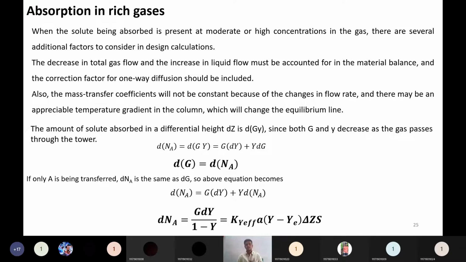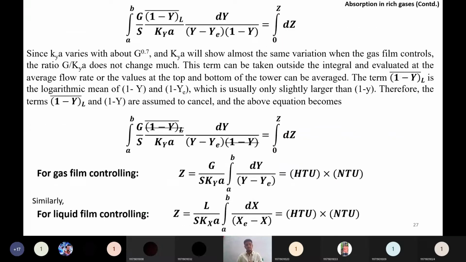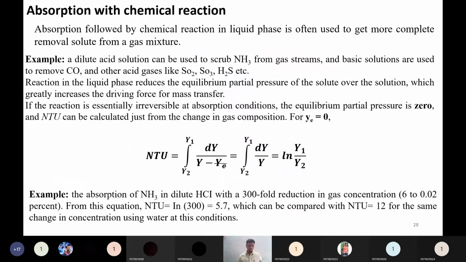Then absorption in rich gases we have seen yesterday, all this derivation. So the last topic which has been left is absorption with chemical reaction. So what is this absorption with chemical reaction? So far, whatever we have seen previously is entirely concerned with absorption without chemical reaction. Without chemical reaction means it's just a physical absorption.